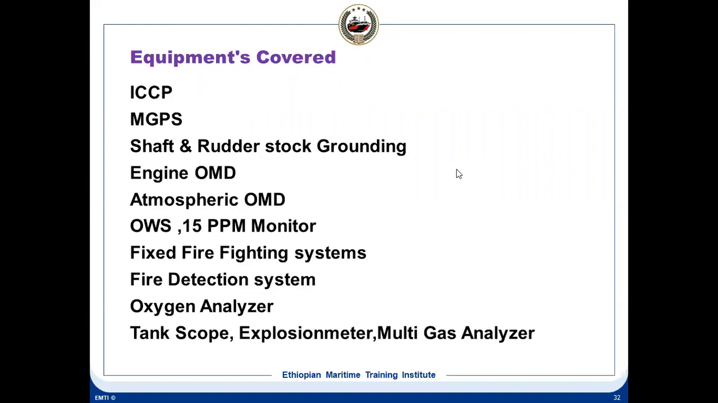If you find the current has dropped drastically, it means your anode is being consumed. Then you can adjust the current, but there is also a limitation for adjustment. You cannot keep increasing the current because the anode is finished, so you have to replace the anode. Second thing, shaft and rudder stock groundings. We have explained why we need a shaft grounding, why we need a rudder stock grounding, and what maintenance checks you carry out on the shaft and rudder stock groundings.